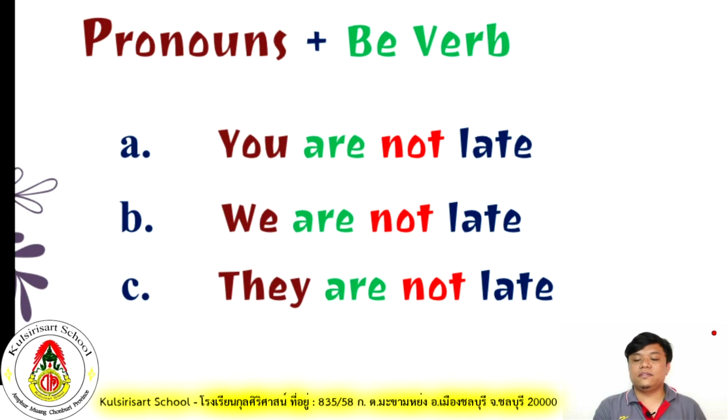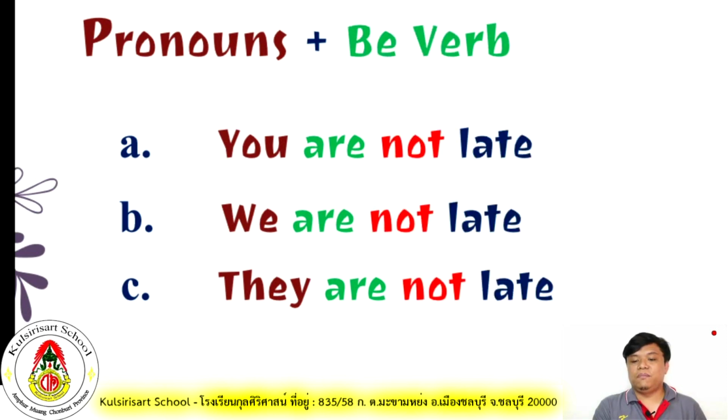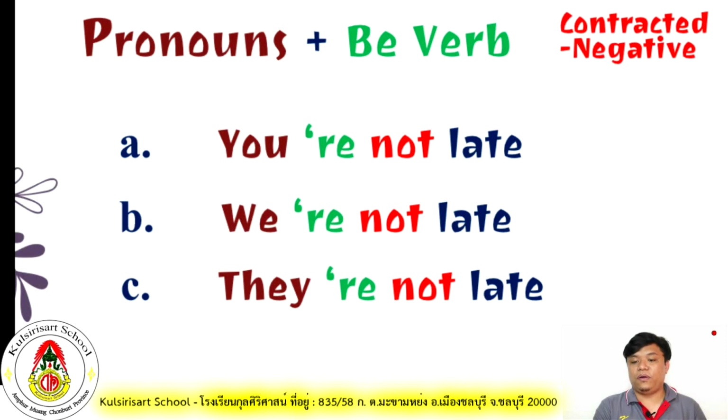For affirmative, we have you are late, we are, and they are. But for negative form, you will add not, you are not. This is the negative form. For contracted, you delete the first letter. Instead of saying are, you will contract them with the pronouns. So you will say you're not, we're not, and they're not.